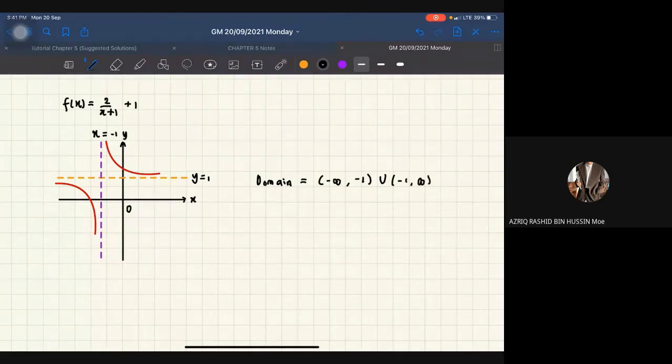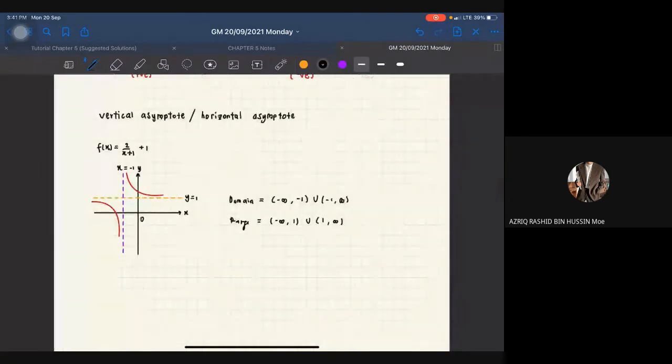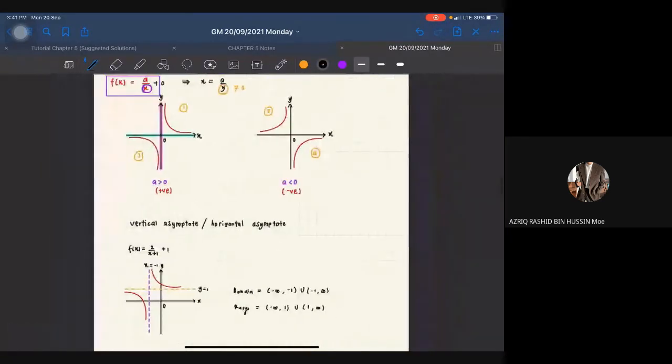So sama juga dengan kita punya range. So range kita dia akan start from negative infinity and then dia akan berhenti pada horizontal asymptote yang warna orange tu, which is 1. And then union with sambung balik dengan 1 sampai infinity. This one. Ni cara kita nak buat dia punya domain dan juga range. Okay. So itu sahaja untuk reciprocal function.